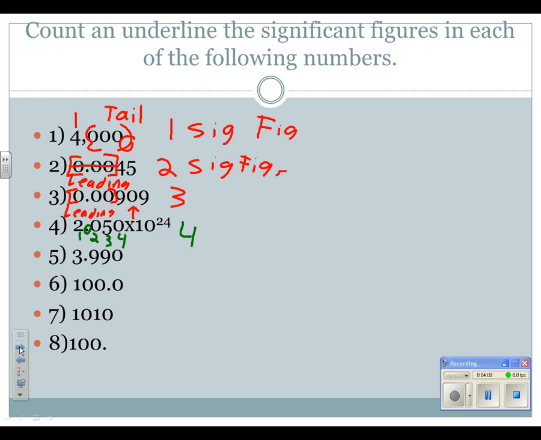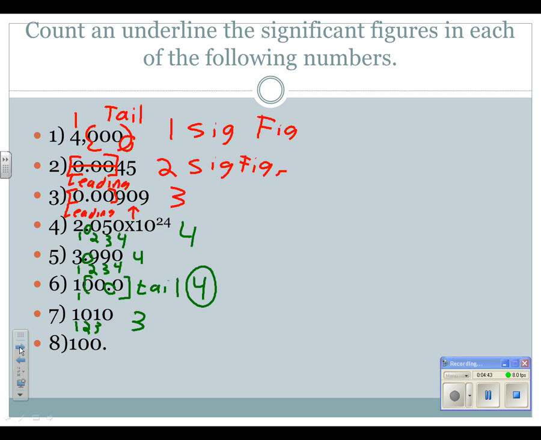Okay, number 5. You have a 3, a 9, and a 0. We have a decimal, so that counts again as 4 significant figures. Number 6. You have a 1, but then you get 3 zeros. Those are all tail zeros. So there is a decimal, so you count all 3 zeros. So we're going to have 4 significant figures again. Number 7, you've got a 1. This is the middle 0, so it counts, followed by number 1. Then you have a 0. There is no decimal, so we only have 3 sig figs there.